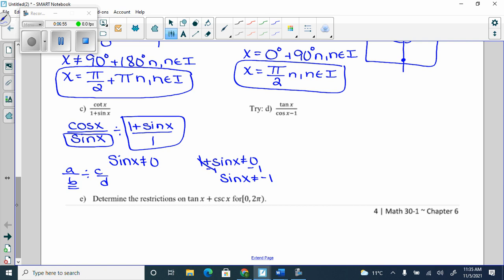So where does sine x equal 0? Where y equals 0. Where does y equal 0? On the x-axis, correct? So it would just be pi n, n an integer, technically, right? Because it'd be 0 plus pi plus pi plus pi. So this one would be x can't equal pi n, n an integer. So I've done one of them.